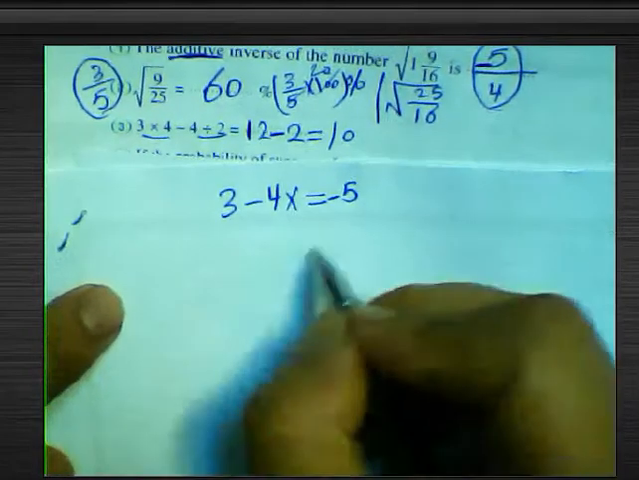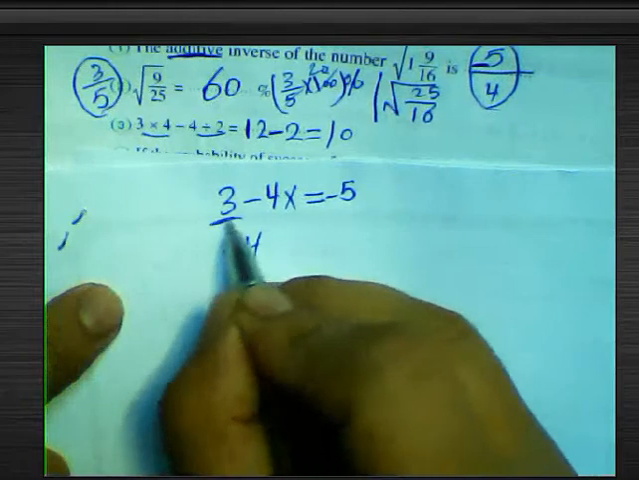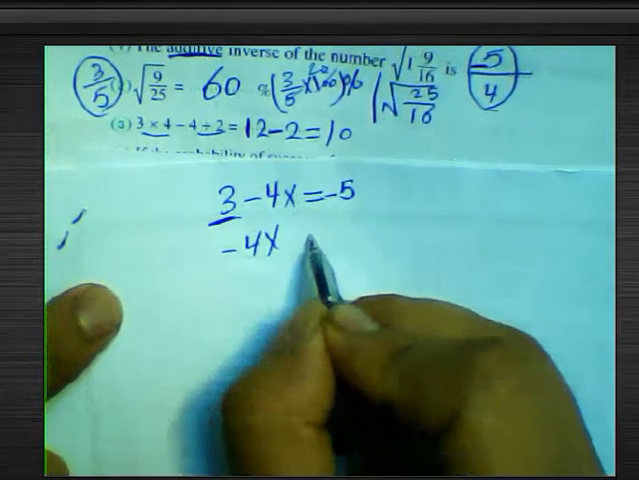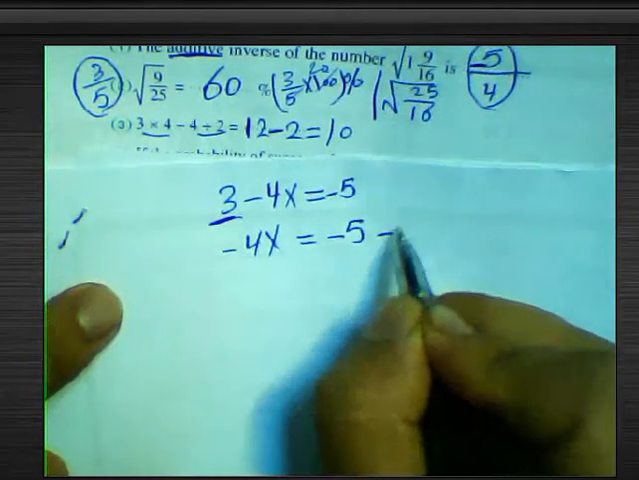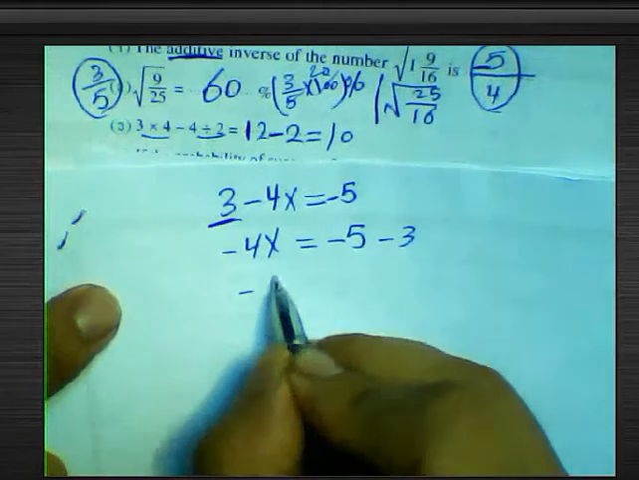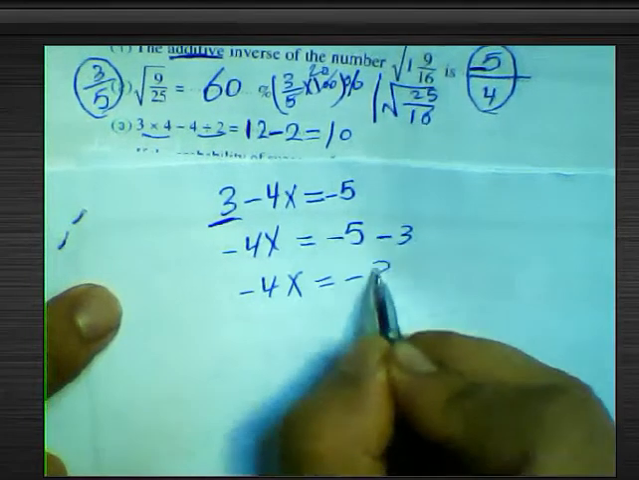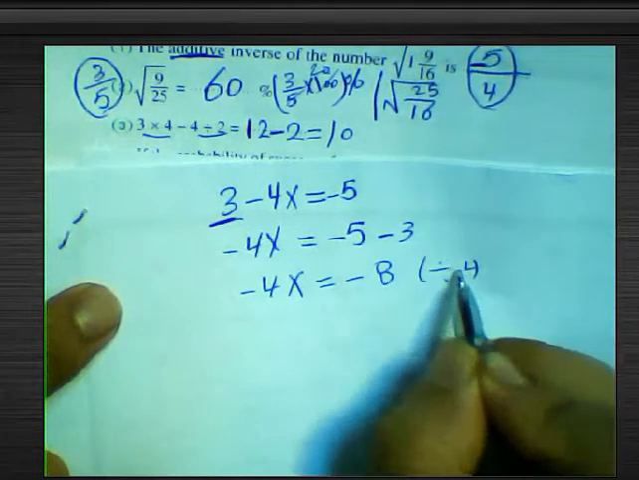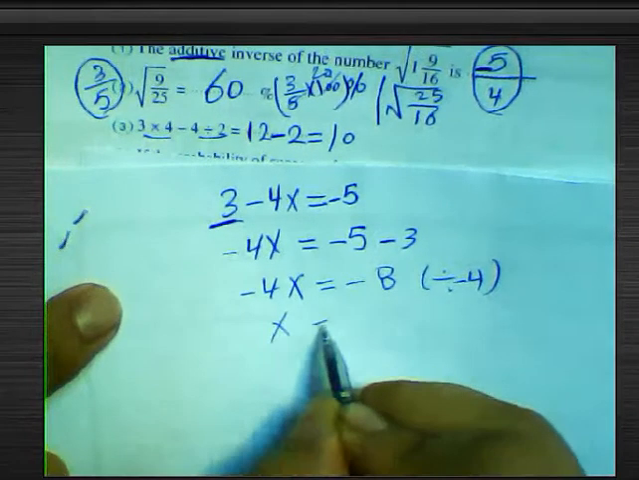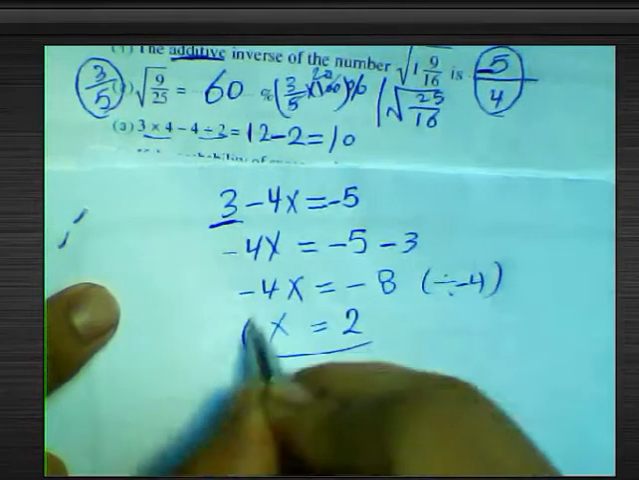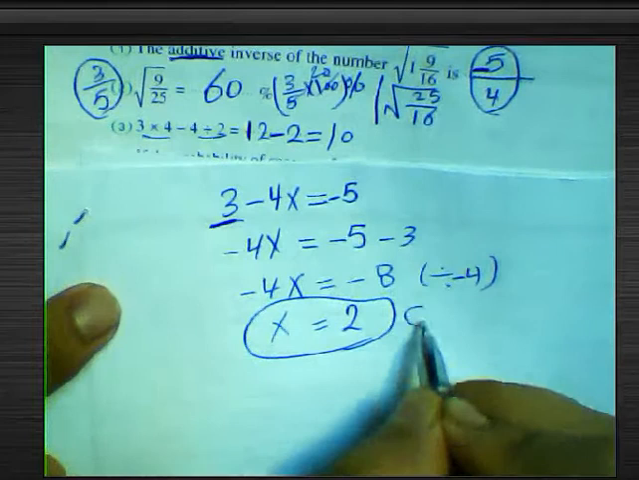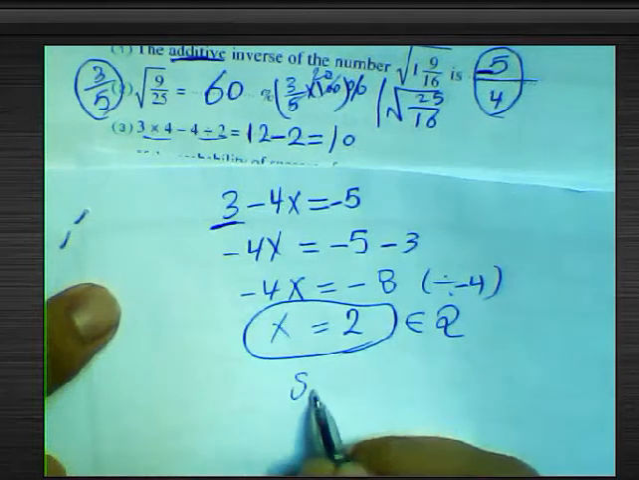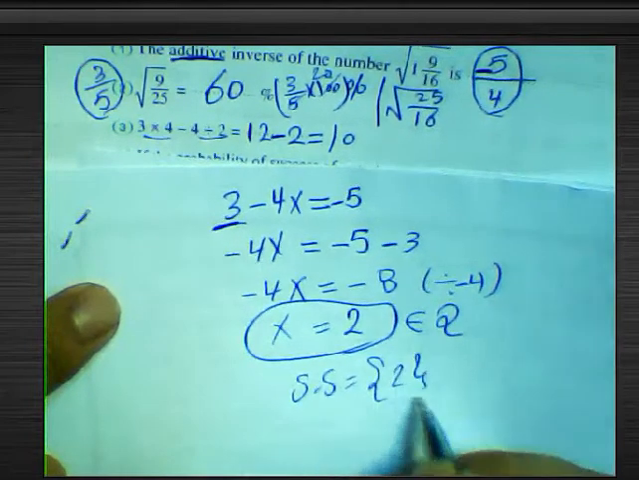we must move 3 from the left hand side to the right hand side. So negative 4x equals negative 5 subtract 3. Negative 4x equals negative 8. We can divide by negative 4 to find the result. Negative 8 divided by negative 4 equals 2, so the result will be 2. 2 belongs to the rational numbers, so the solution set will be the set of 2.